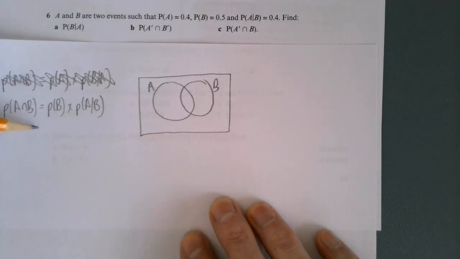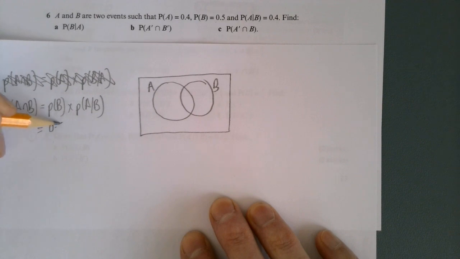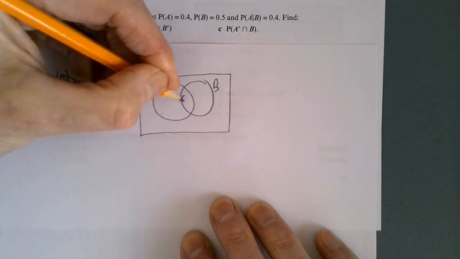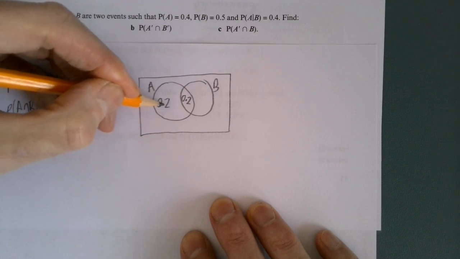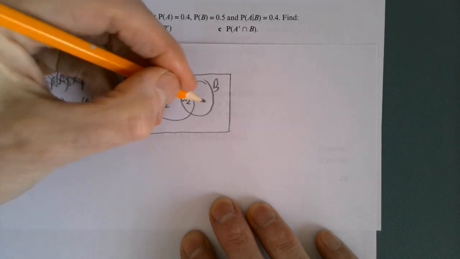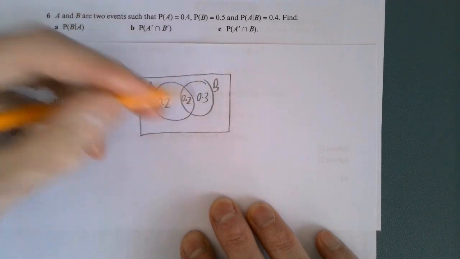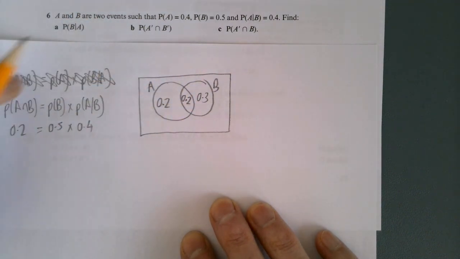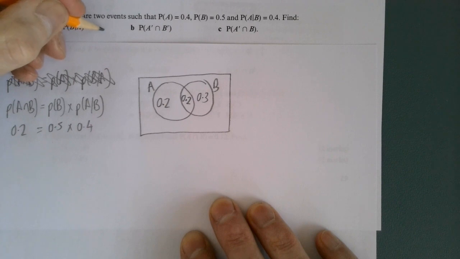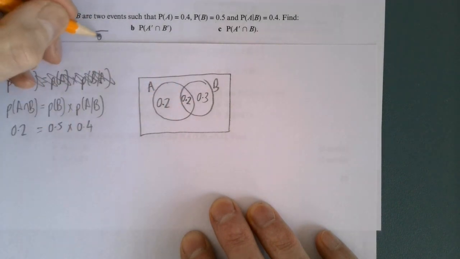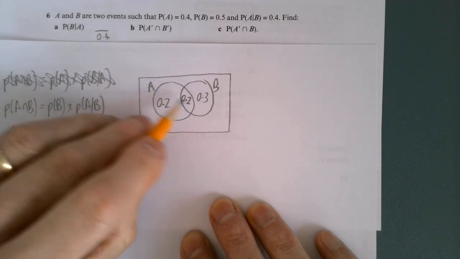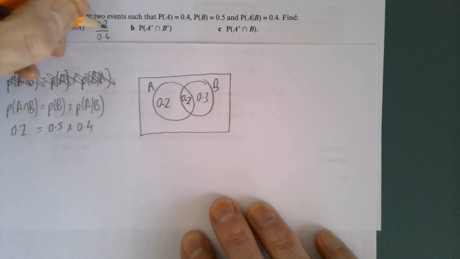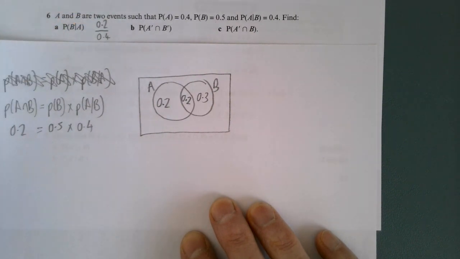So the probability of B is 0.5, probability of A given B 0.4, so I know the overlap, the intersection, is 0.2. That means that's got to be 0.2, so the probability of A adds up to 0.4. That's got to be 0.3, so the probability of that adds up to 0.5. So the probability of B, given that A has happened, well, A happening is 0.4, probability of that, what part of that also includes B, 0.2, so that's a half, 0.2 out of 0.4.